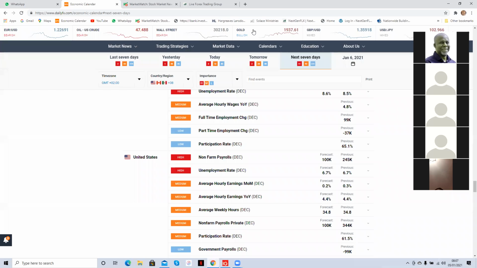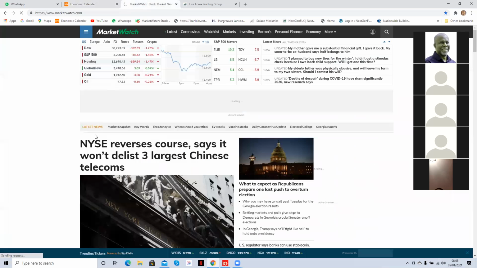So those are the two big reports we have this week: the US FOMC report tomorrow evening and the US unemployment rate on Friday afternoon. Of course, always keep an eye on what's happening in the financial world in terms of news.